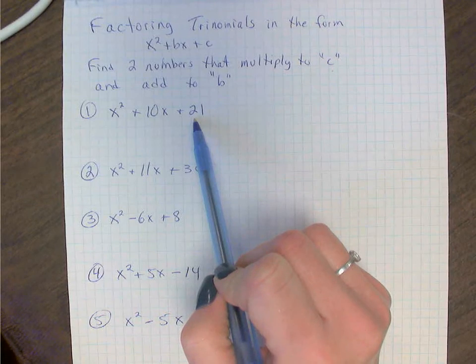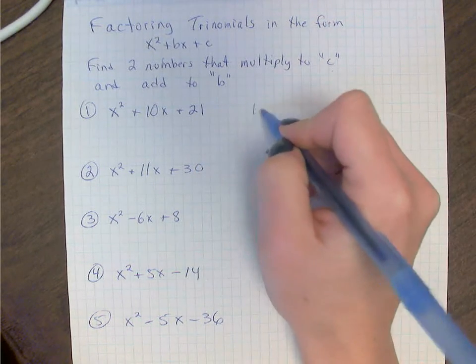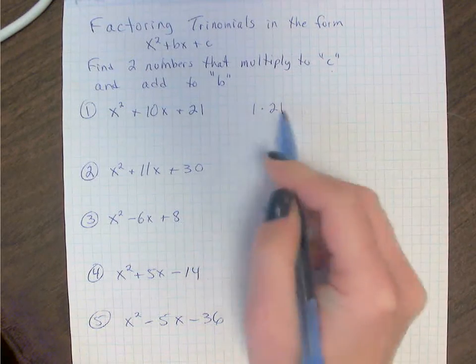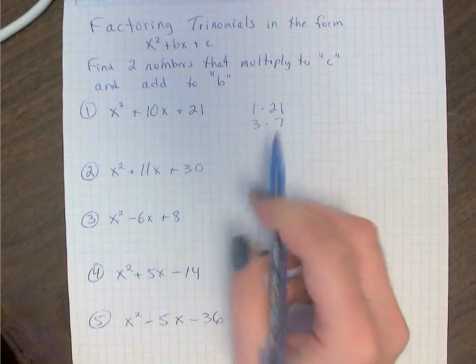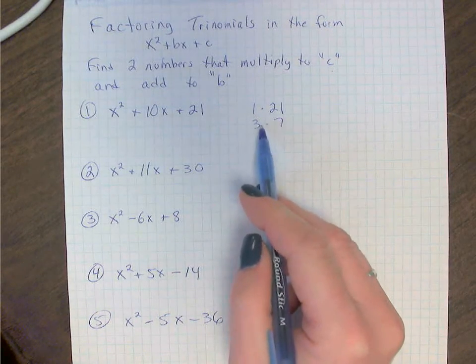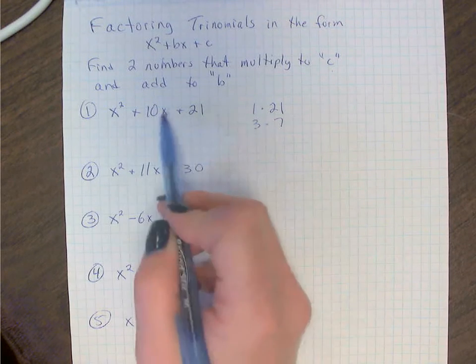Think of the factors of 21. You may want to list the factors. So let's do that on the first one. 1 times 21. That does not add to 10. Next set of factors would be 3 times 7. That does add to 10. Everything is a positive number here, so when you're multiplying it stays positive. When you're adding, it's positive.